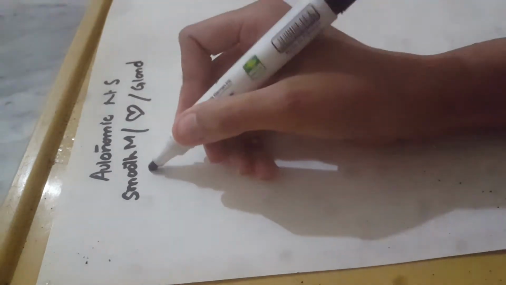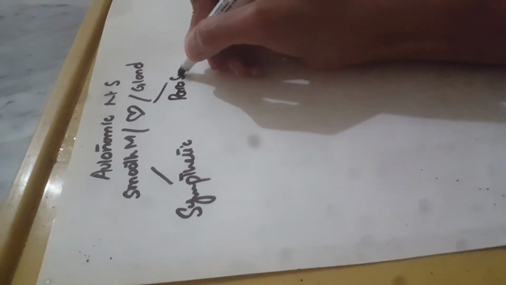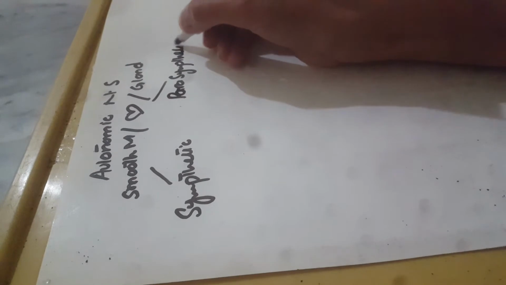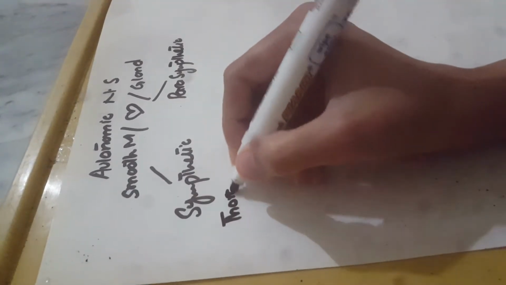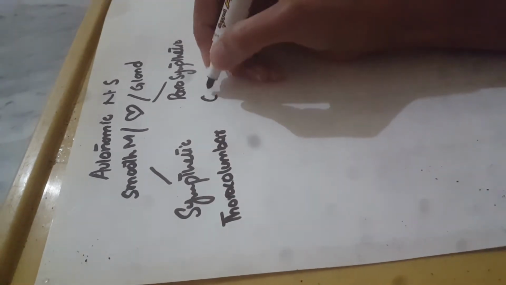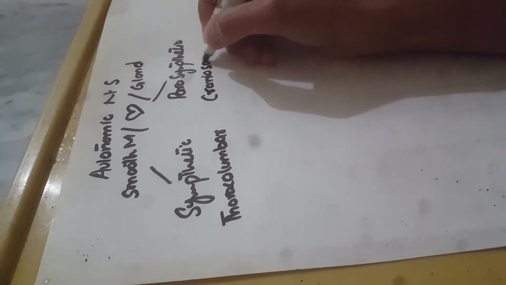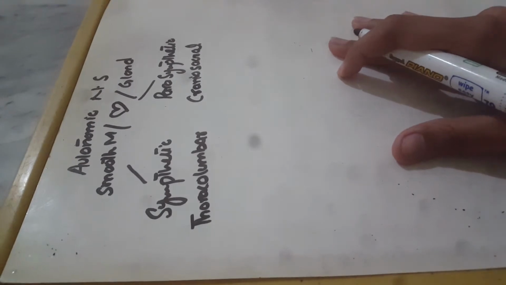In this we have sympathetic, as we have already studied, and we have parasympathetic, right? Sympathetic originates from the thoracolumbar area, and parasympathetic originates from the craniosacral region, right?